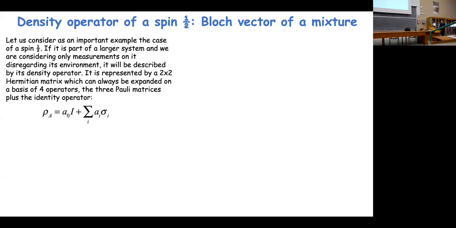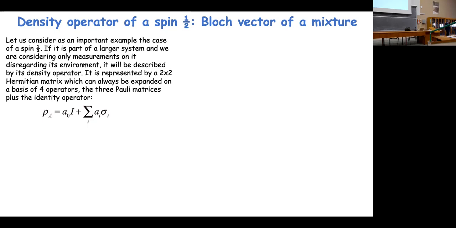Now, what can you say about a mixture of states? What is the density operator of a spin? Now, the result is very simple. It's very simple to understand what happens. It will be a density operator in a Hilbert space of dimension 2. We know that it can be expanded on I, the identity operator, and the Pauli operators sigma x, sigma y, and sigma z. So I give you here the most general expansion. And moreover, you know that all the a coefficients must be real numbers because the matrix has to be Hermitian.